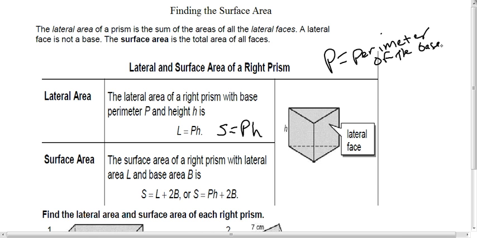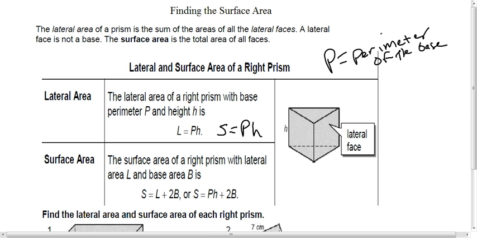So that means if it's a square, we're going to do side plus side plus side plus side. If it's a rectangle, we're going to do 2 times the length plus 2 times the width. If it's a triangle, we're going to do side plus side plus side, and that's how we get the perimeter for the prisms. Now the H is just the height of the box itself, and this is how we would get our lateral area.